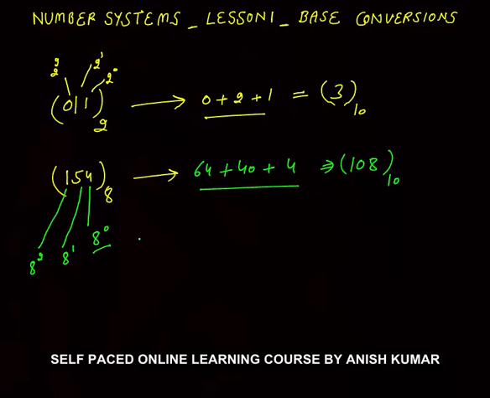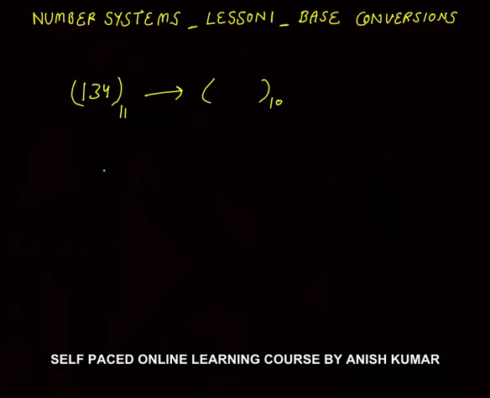Another example could be, next is 134 in base 11. Convert this into base 10. Now you should first try to solve it yourself, then look at the way I have solved it. Again, this is a number in base 11. If you want to convert any number to base 10, simply expand the number in its own base. So we will multiply 4 with 11 power 0, 3 with 11 power 1, that is 11, 1 with 11 power 2, that is 121.